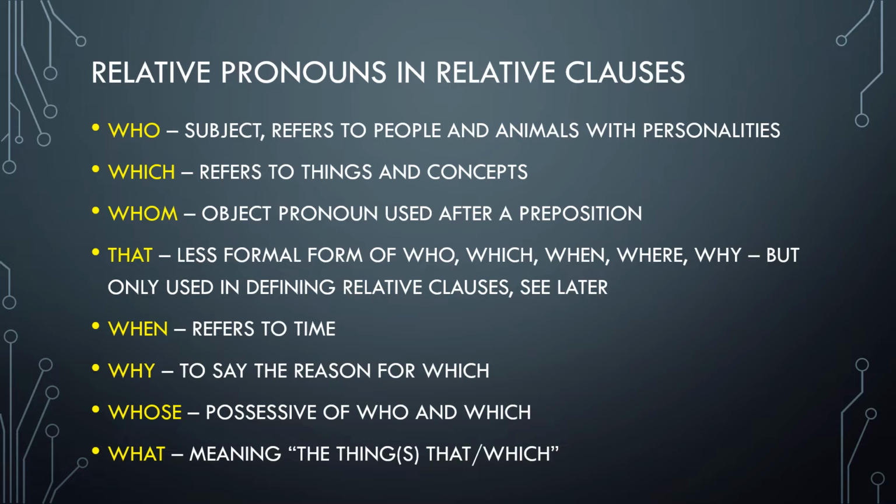That is a less formal form of who or which or when or where or why, but only used in defining relative clauses, which we'll be looking at soon. When refers to time. Why, to say the reason for which. Whose is the possessive of both who and which. No distinction, strangely enough. So we can say the man whose hat was lost and the company whose logo is blue. No distinction. What means the thing that, or the things that, or the thing which, or the things which.